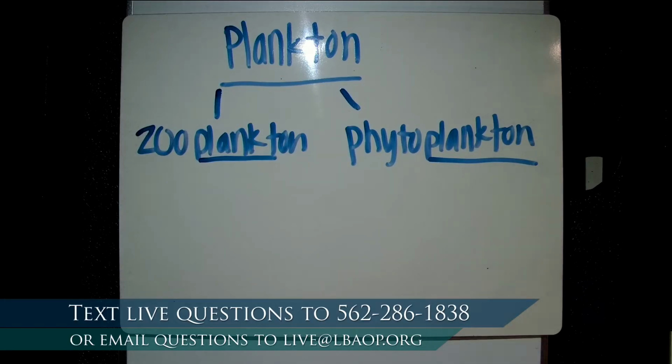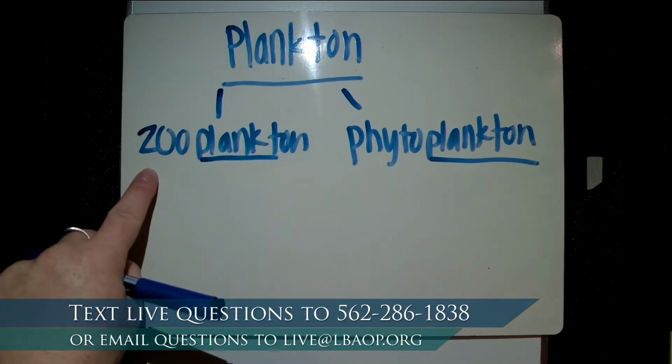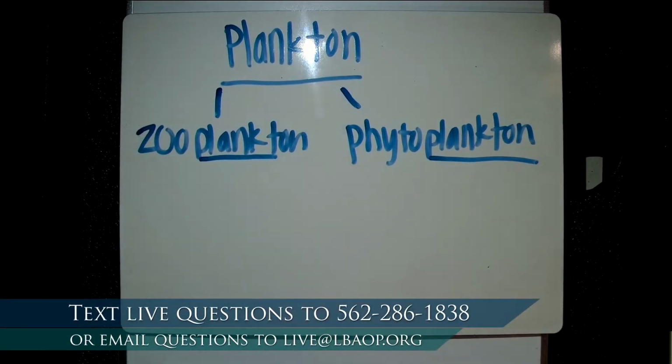But one of these, zooplankton or phytoplankton, refers to plant plankton. So plankton that's an algae or a plant. And one of them refers to plankton that is an animal. Now, if you took a guess between zoo or phyto, which one do you think would be referring to plants? If you have an idea, you are welcome to text us in at 562-286-1838.